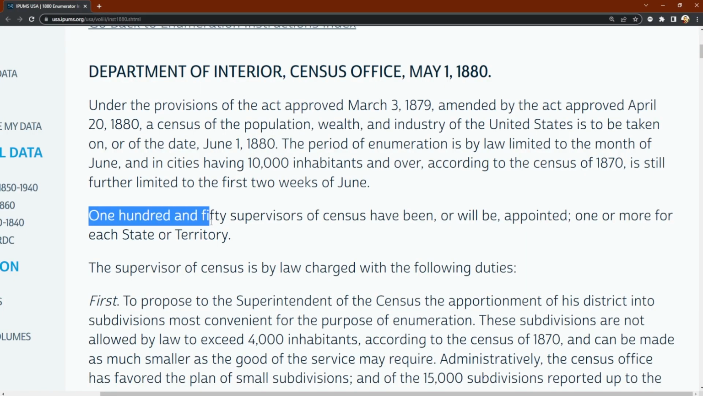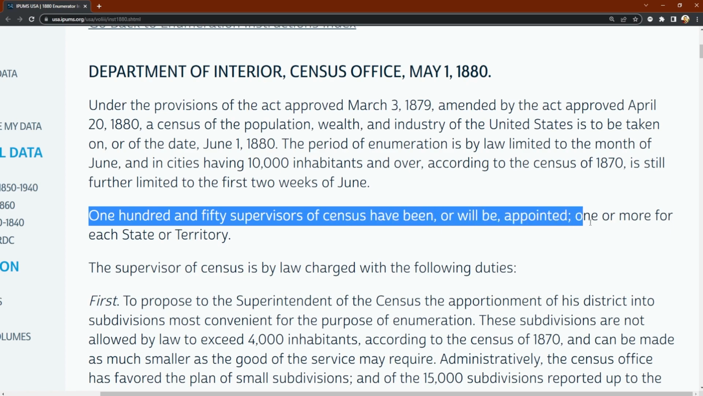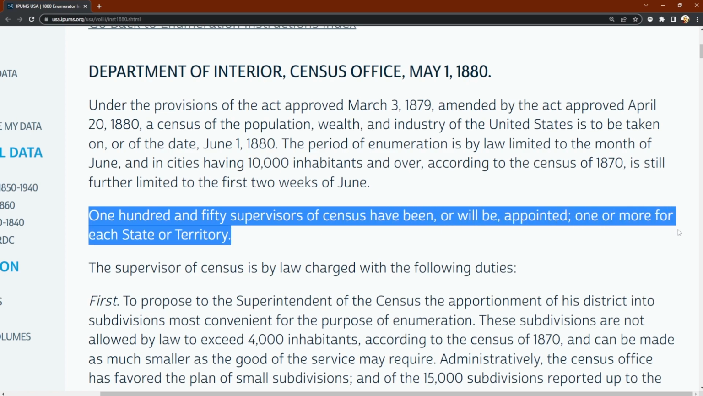At the time, the US had somewhere around 65 million people living in it. They didn't know the exact number, that was the point of the census, and it took a lot of people to carry out. I found the instructions from 1880 on how they did this. It says, 150 supervisors of census have been or will be appointed, one or more for each state or territory.